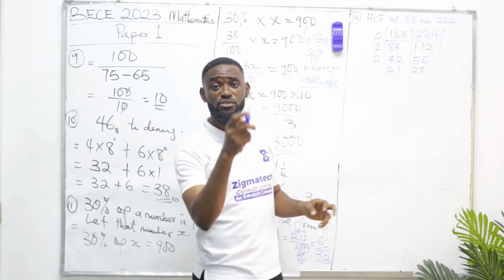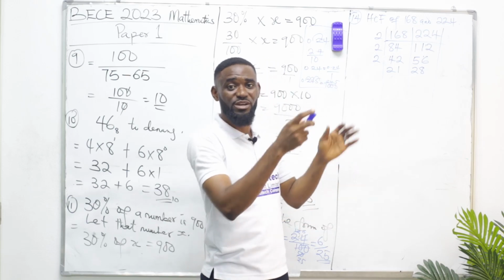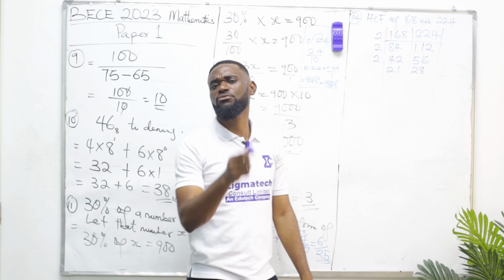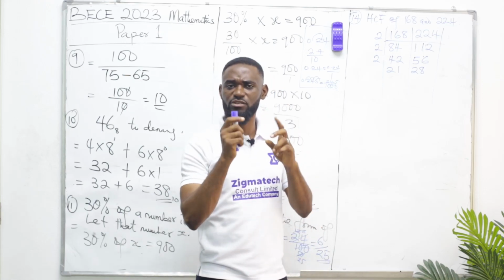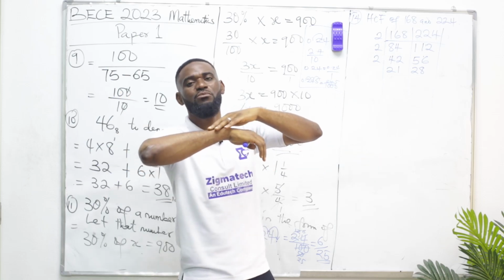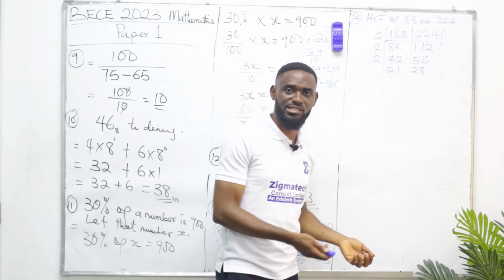You can only use 2 if you're doing LCM. That is when you can use any factor to make sure that the number reduces to 1. But for HCF, you don't do that. You must use a factor that is common to the 2 numbers or 3 numbers or 5 numbers, whichever number of numbers they give you to do. Do you understand the point?